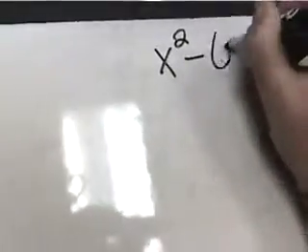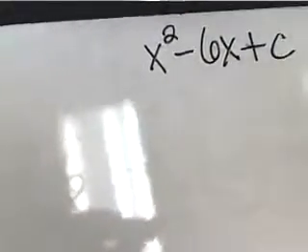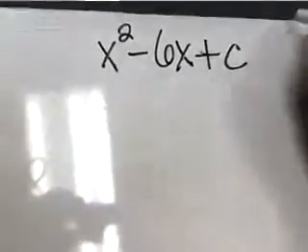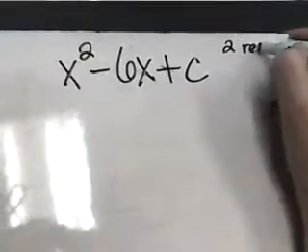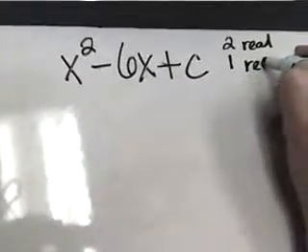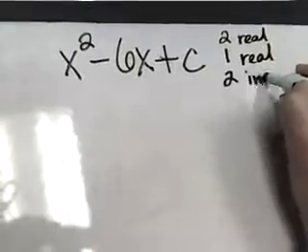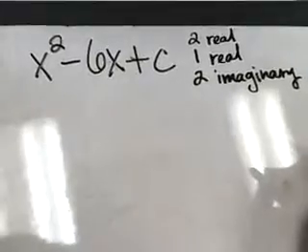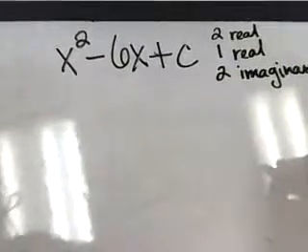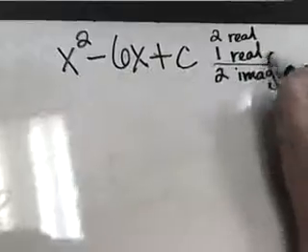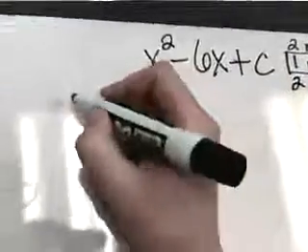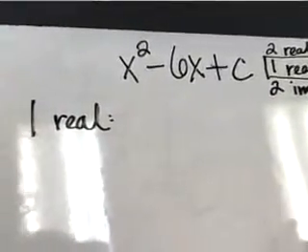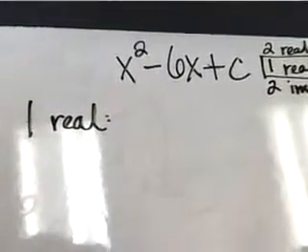X squared minus 6x plus C. So what this is saying is, what will C be so that I get two real, one real, and two imaginary? Okay, what could my numbers for C be? I start with one real, okay? So to get one real, what I have to do is I have to create a perfect square trinomial.